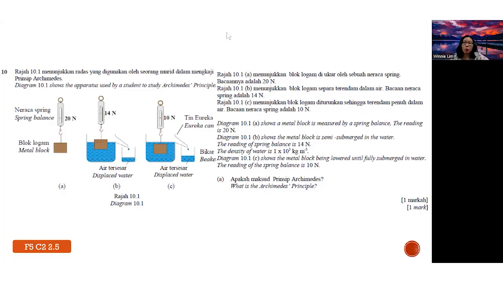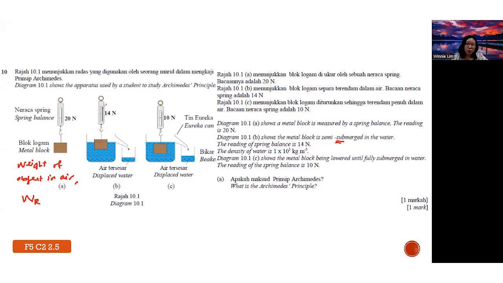That means this is the weight of the object in air. In short, I normally call this the real weight, WR. Then later, 10.1b shows the weight when they immerse it in the liquid. But this one is only semi-submerged, or partial. They did not fully submerge it.